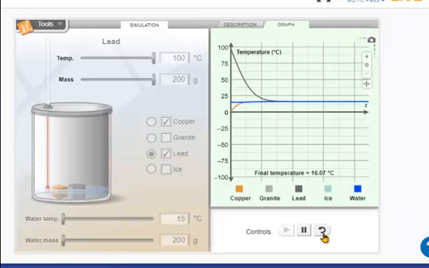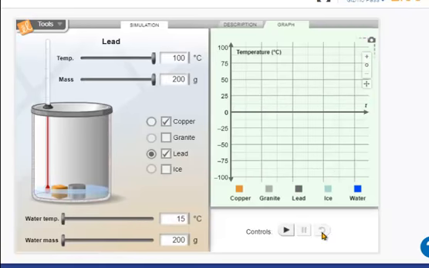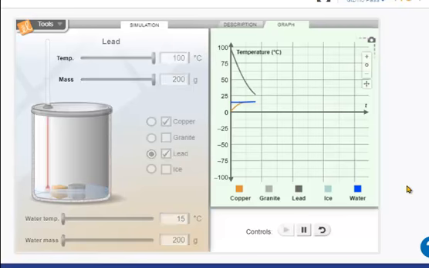I wonder, I'm going to do that again. It's interesting. Lead has a much lower specific heat capacity as compared to water anyway, but to copper, and that's why that mixing temperature is much closer to the water temperature.